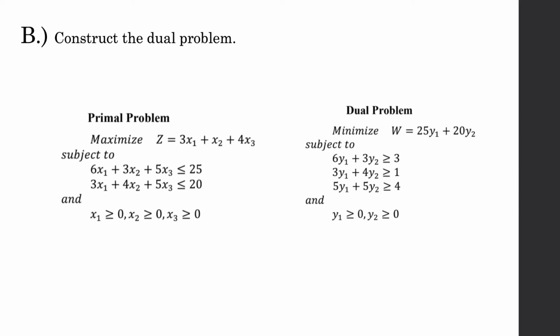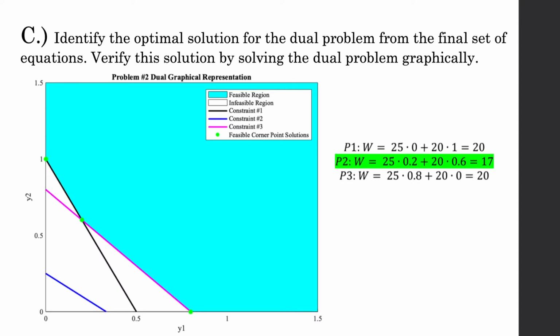And what's important and what's useful about the dual in this situation is it's a lot easier to plot, and it's a lot easier to determine an optimal solution graphically. And this can be seen as we, in fact, have done this, and we solved for the optimal solution, which we found 3 feasible corner point solutions, and we found that point 2 where y1 is equal to 0.2 and y2 is equal to 0.6 gave us a w value of 17, and as we know, when w is equal to z, this is an optimal solution.